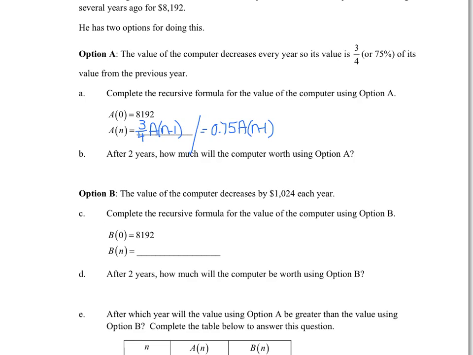After 2 years, how much will the computer be worth using option A? Well, we have 8,192 as our starting amount, so we need to find what our amount after year 1 would be and our amount after year 2. So I'm going to multiply by 0.75. 8,192 times 0.75 is 6,144. And 6,144 times 0.75 is 4,608. So it will be worth $4,608.